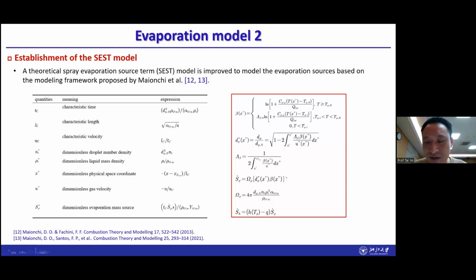Actually, I think it depends. We don't have the criteria for this question, but I think it depends on various parameters. For example, if you look at the laminar counterflow spray flame, it depends on the boundary conditions for the gases and also for the droplets.